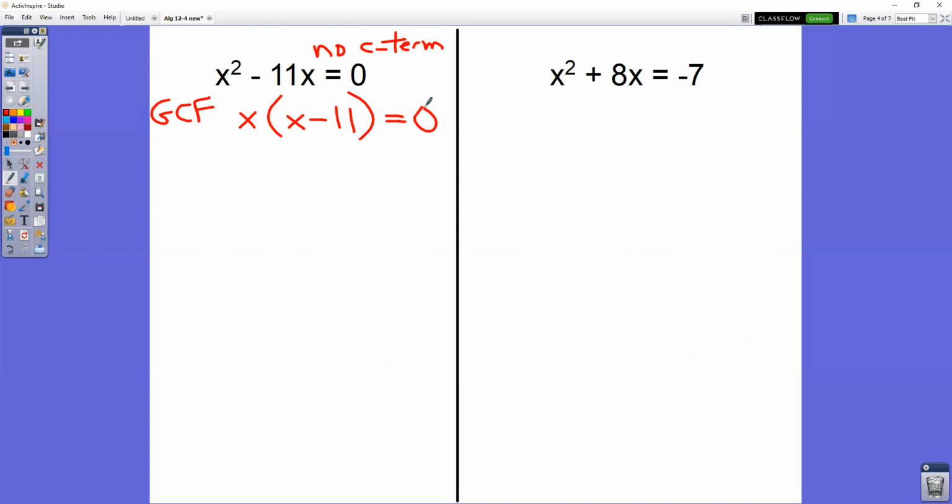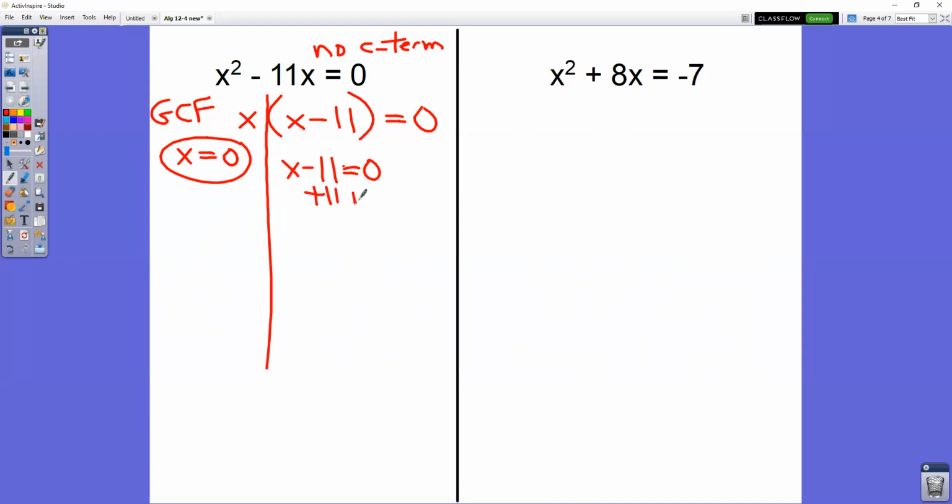This one is very different, so please watch, because you're going to use this a lot. All that you're going to do still is draw your line right down the middle and set both sides equal to 0. This side is weird. All it is is x equals 0. There's nothing to solve right here. You're just going to bring it straight down, and that equals 0. The other side, we're going to have x minus 11 equals 0, just like we were doing before, and we're going to solve that equation. So we get x equals 11.